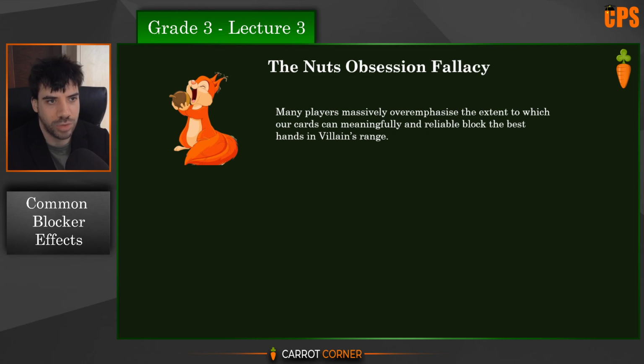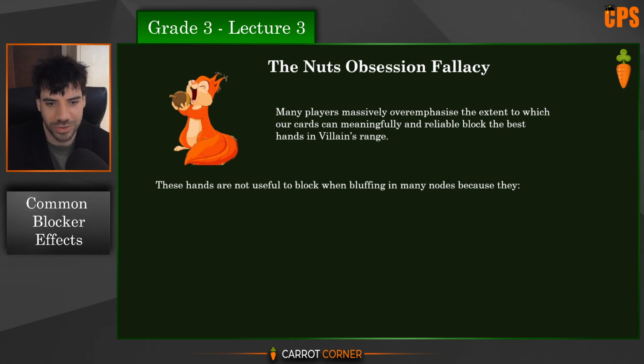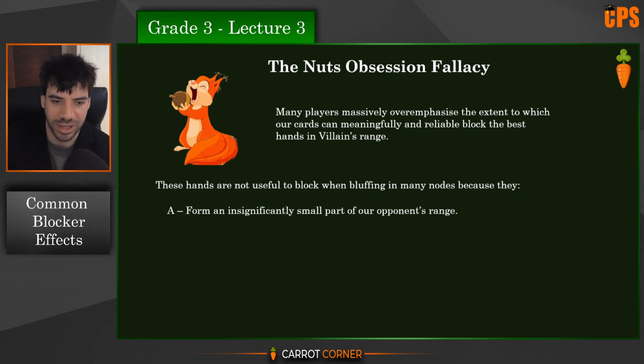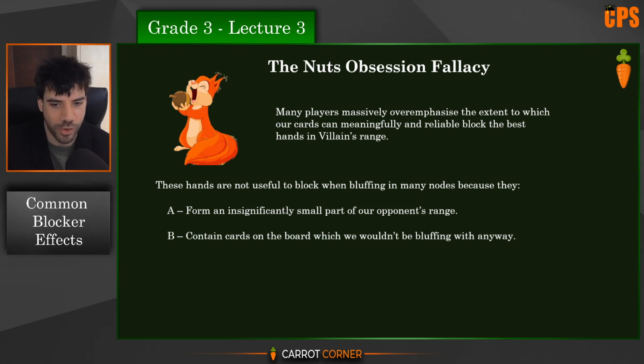It's natural to want to avoid running into that massively powerful, scary hand that's going to beat us. These hands are not useful to block when bluffing in many nodes because A, they may form an insignificantly small part of the opponent's range to begin with, or may just not reach the node at all. B, they may contain cards on the board which we wouldn't be bluffing anyway, so in order to block something like a set, it might be pretty impossible because we wouldn't be bluffing with a pair in the first place.